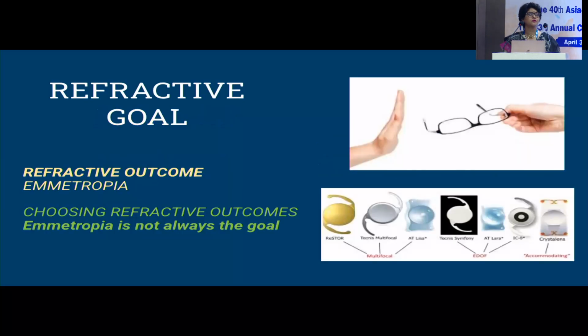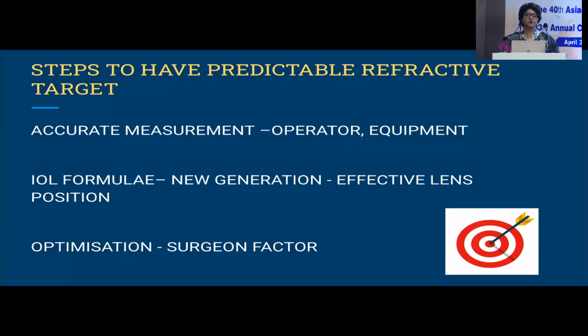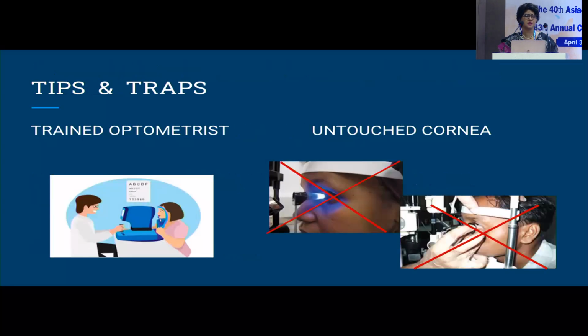First and foremost, we need to identify what is the goal. Is it emmetropia? Because sometimes we may not actually be choosing emmetropia, based on the patient's requirement and the other eye status. So it's very important to take accurate measurements, collect that data, use the appropriate IOL formula, particularly the newer generation formula, and, as Vinita has covered, optimize for the best result.